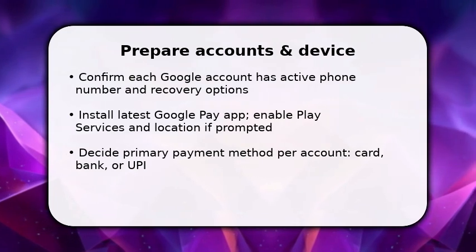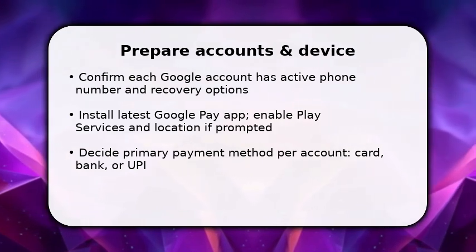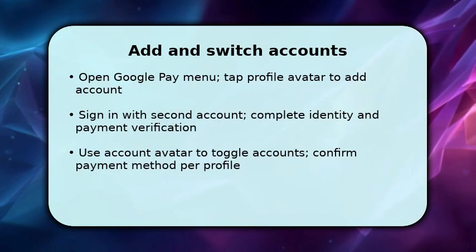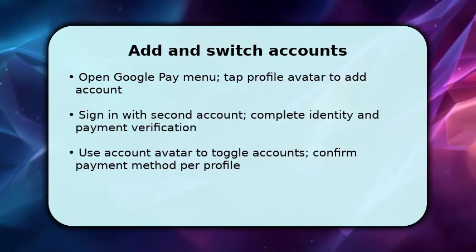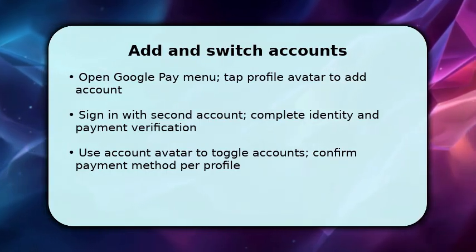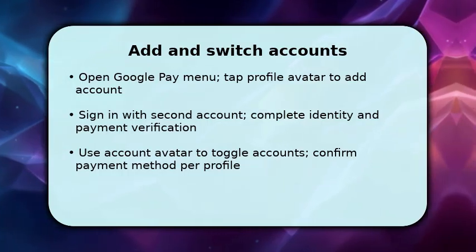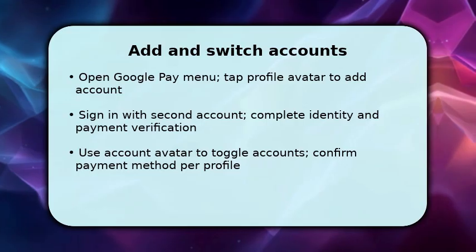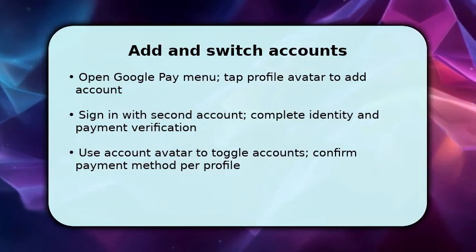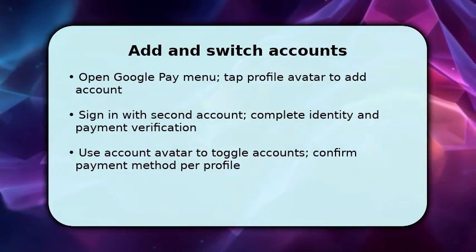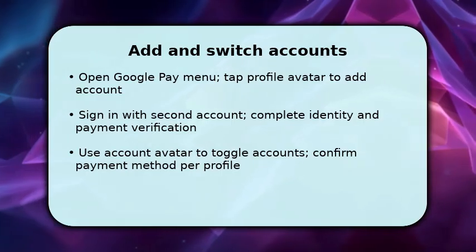Now add the additional Google account inside Google Pay by tapping your profile avatar and choosing Add Another Account. Sign in and follow identity verification prompts, since payments require verified identity. Once the second account is linked, add its payment method and complete any required bank or UPI setup so it can send and receive funds.